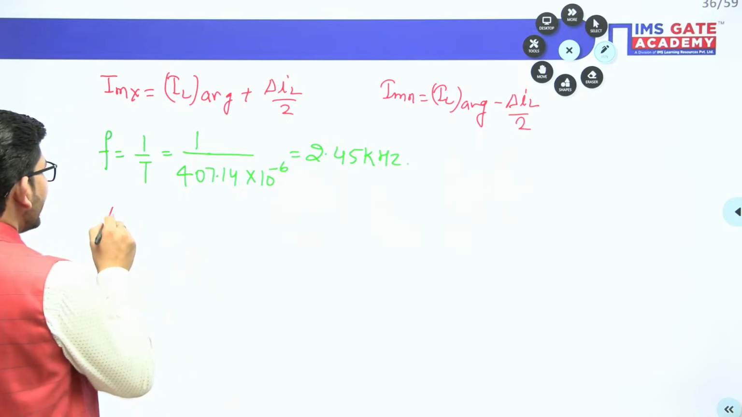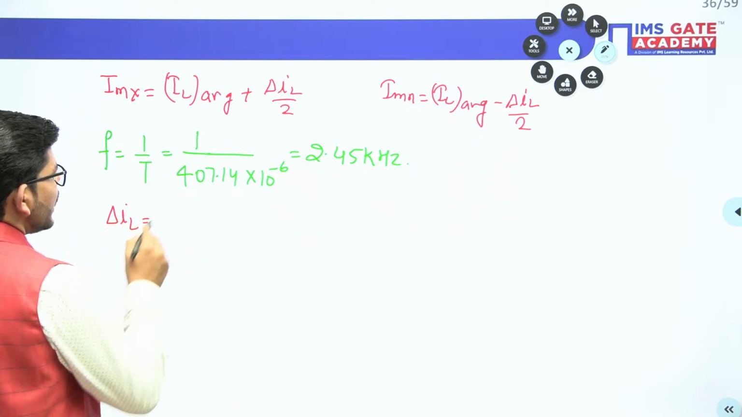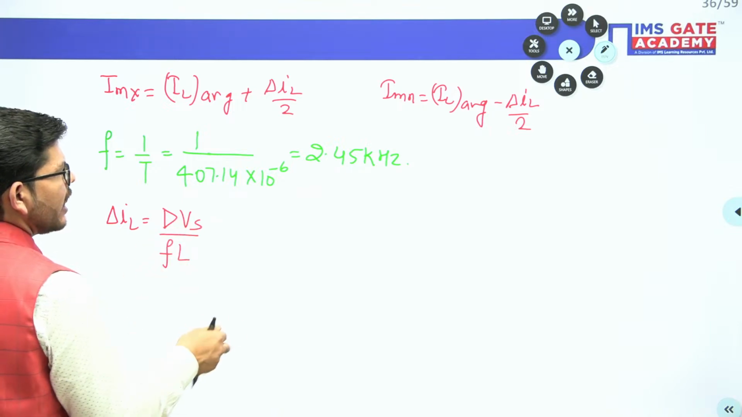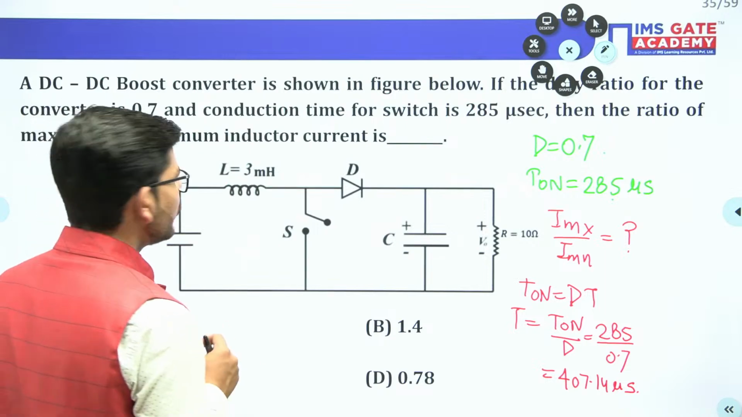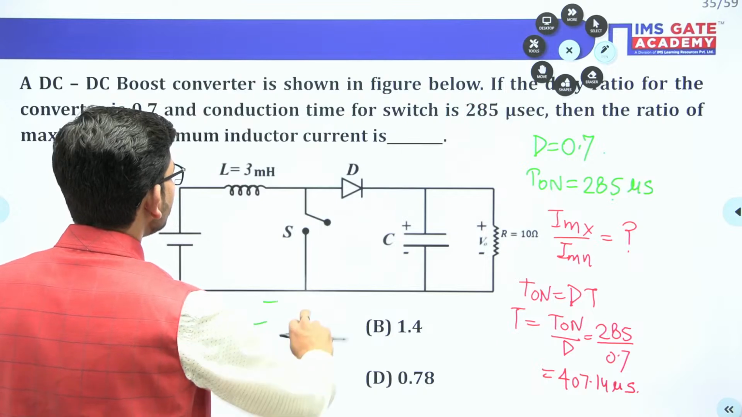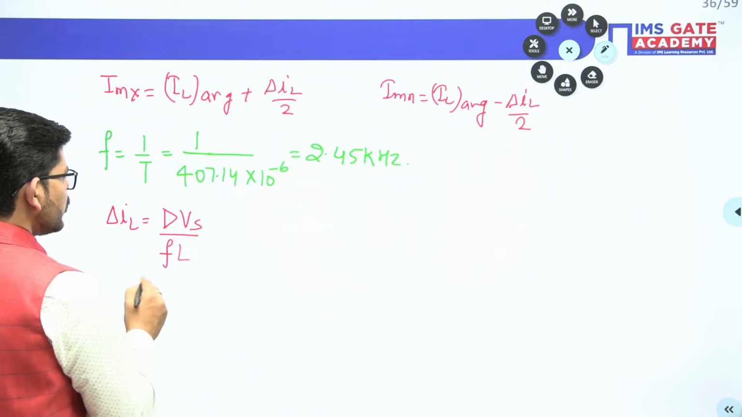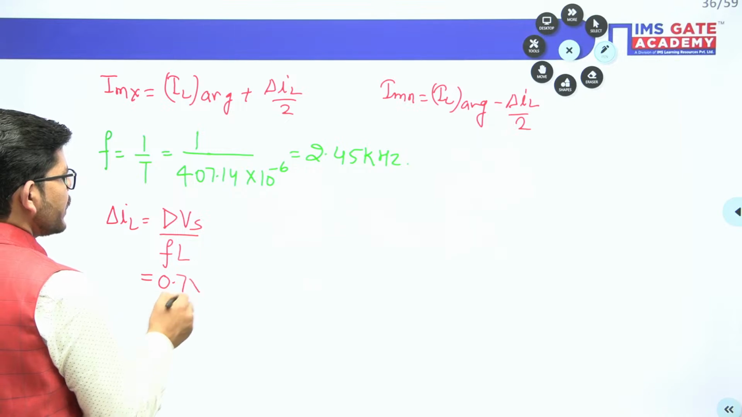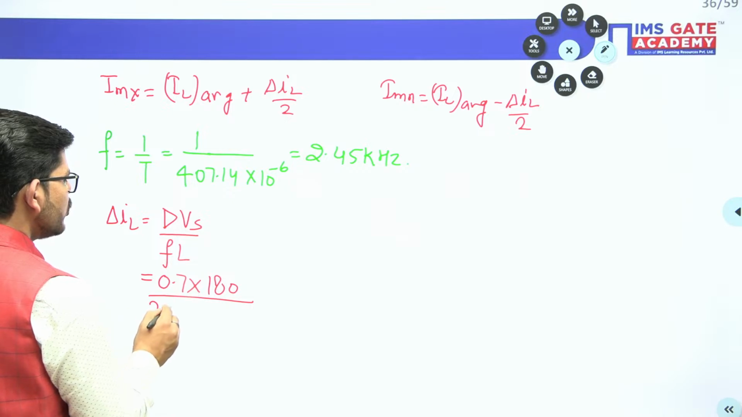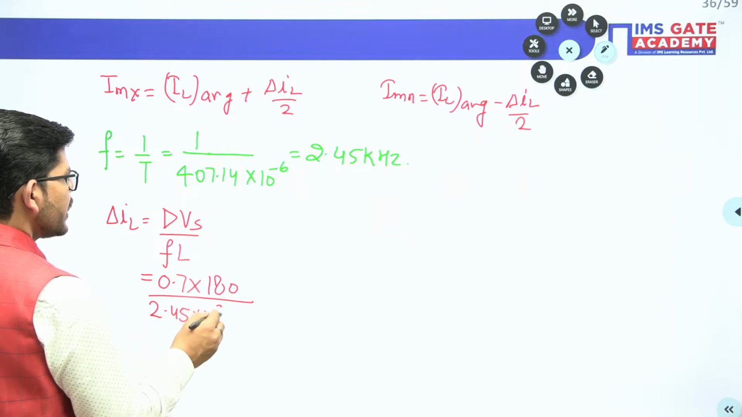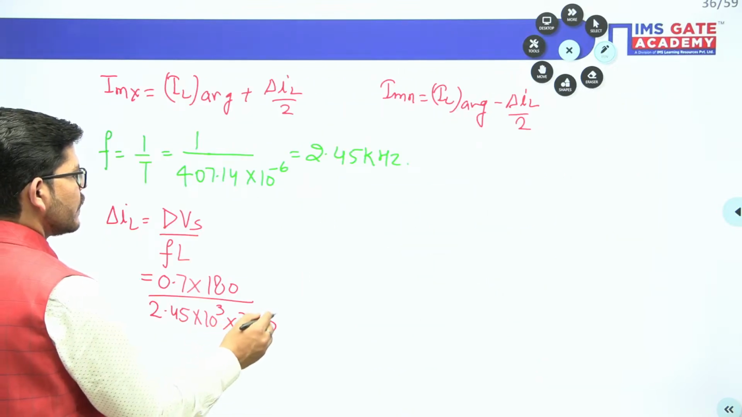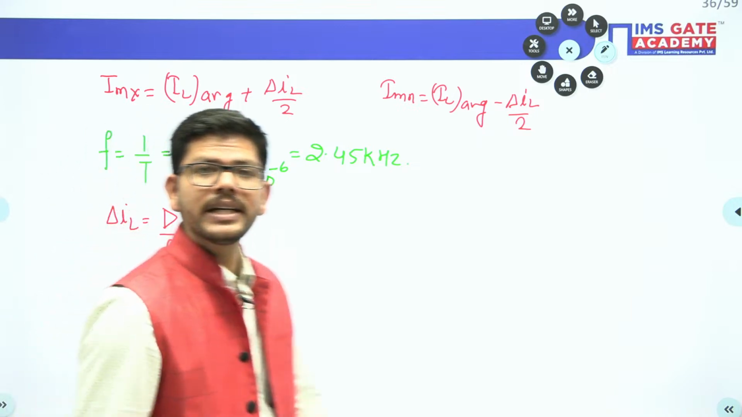Now in order to calculate the del IL value, what do we require? The del IL is D Vs upon F into L. Do we have the data for this? We have the value of D, we have the value of Vs, F we have calculated, and the inductor has a value of 3 millihenry. So put the values: D is 0.7, Vs is 180, frequency is 2.45 kilohertz, and L is 3 millihenry. From here you can calculate the value of del IL.